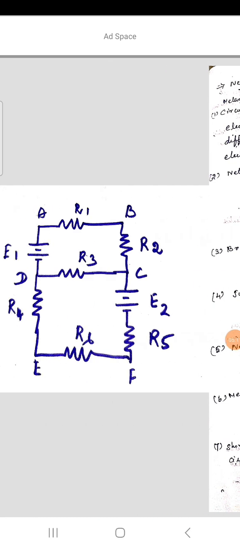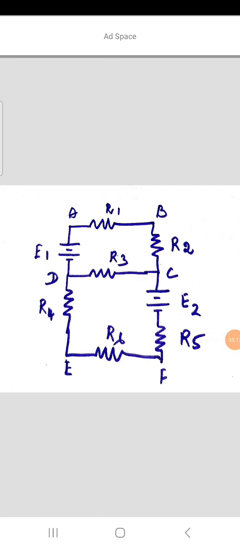Is it clear? And a junction point is nothing but 3 or more branches meeting at a point. For example, at point C we have R2 meeting, R3 meeting, and E2 meeting. Sorry, R5 and E2 meeting. And in D we have R3, R4, and E1 meeting. So that's why these points C and D are said to be junction points. So a junction point is one where 3 or more branches will meet.